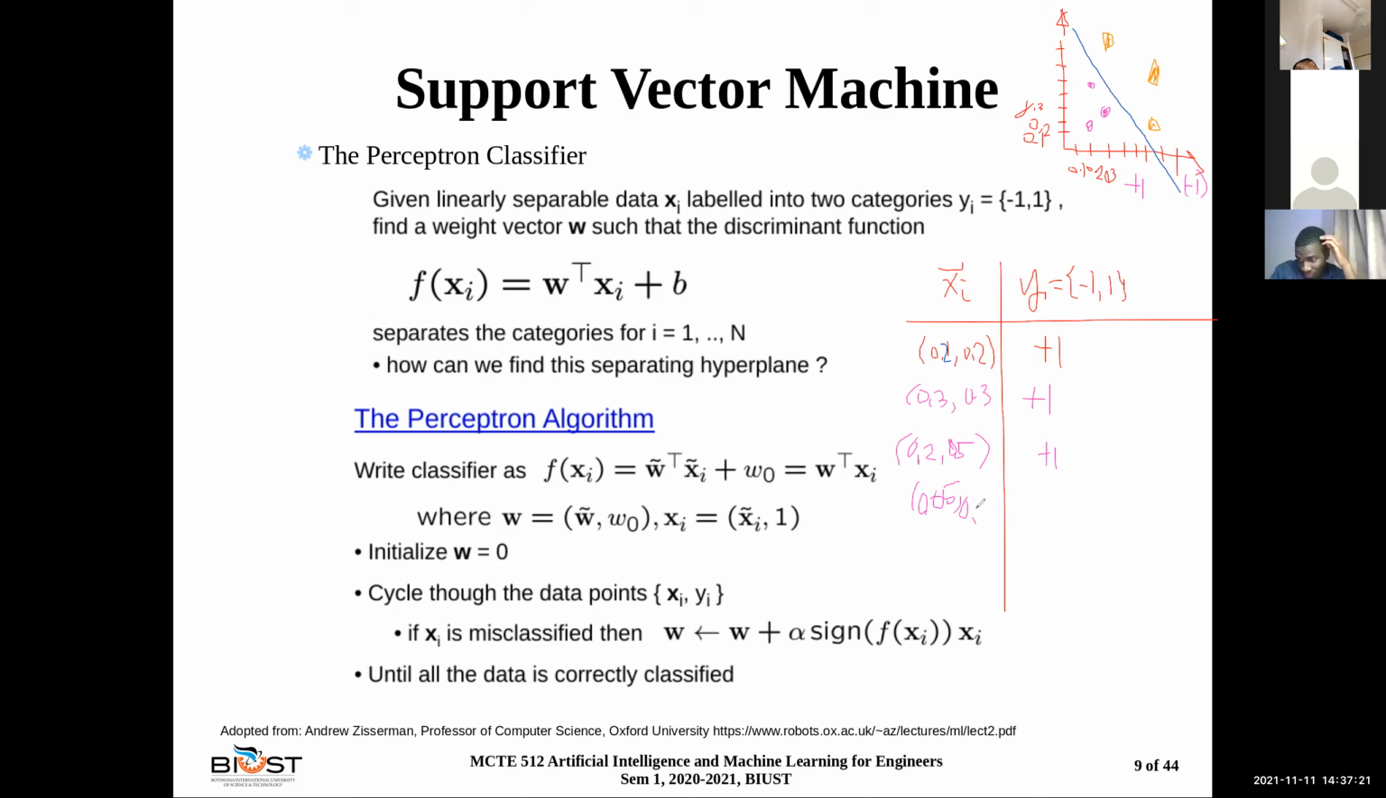And 0.2. Classification here is minus 1. The same thing here, is it 0.5? I think 0.6, 0.65. And then 0.5. Now that is the data. Given that data, let's just complete it. This is 0.3 and 0.7, and then our classification is minus 1.